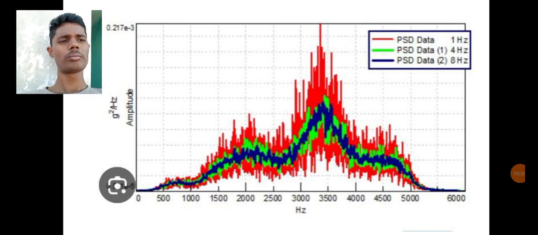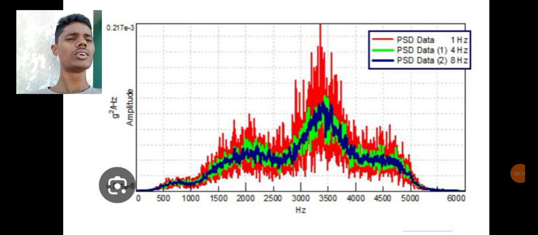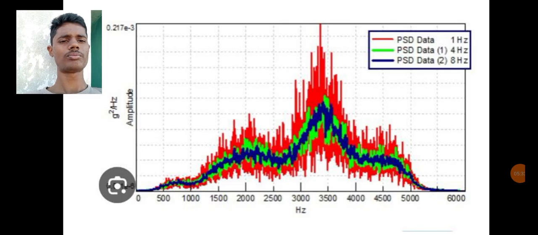The red line PSD data 1 indicates 1 Hz, the green line PSD data indicates 4 Hz frequency, and the blue line indicates 8 Hz. The graph is plotted between 0 to 6000 Hz and amplitude 0 to 0.1217 times 10 to the power of minus 3.